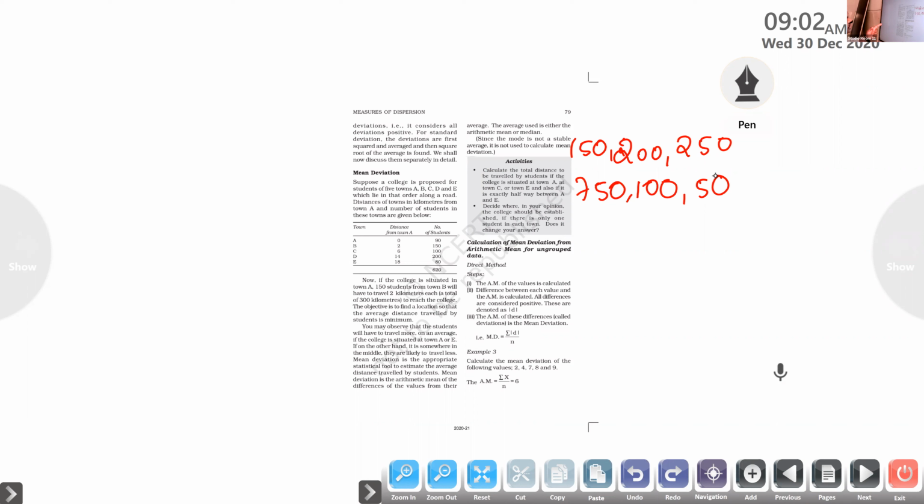Is it necessary to arrange this data into ascending order here? Tell me, is that necessary? No, right? Come on, fast.